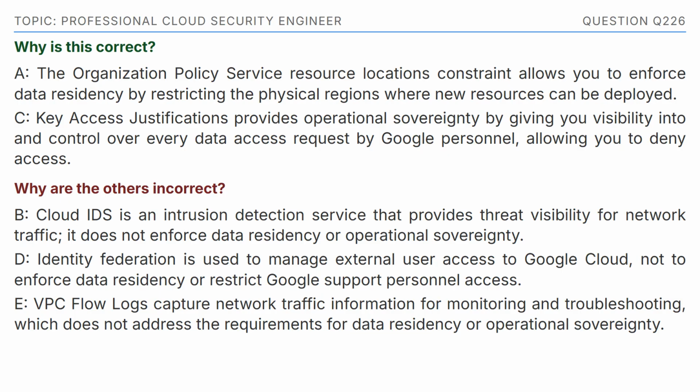Why are the others incorrect? B. Cloud IDS is an intrusion detection service that provides threat visibility for network traffic. It does not enforce data residency or operational sovereignty. D. Identity federation is used to manage external user access to Google Cloud, not to enforce data residency or restrict Google support personnel access. E. VPC flow logs capture network traffic information for monitoring and troubleshooting, which does not address the requirements for data residency or operational sovereignty.